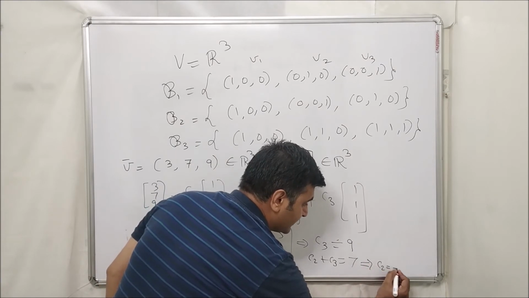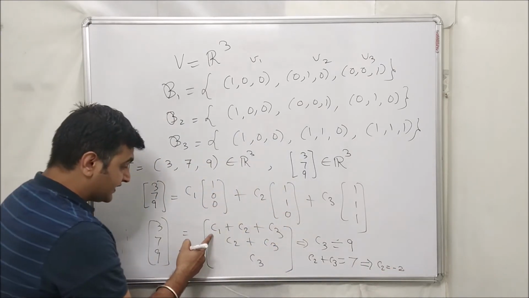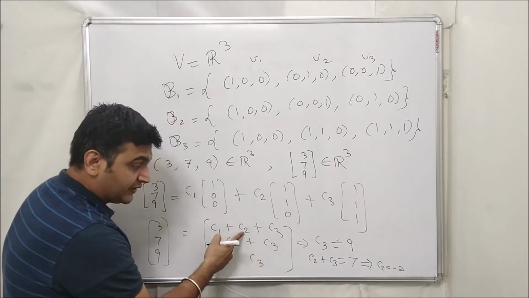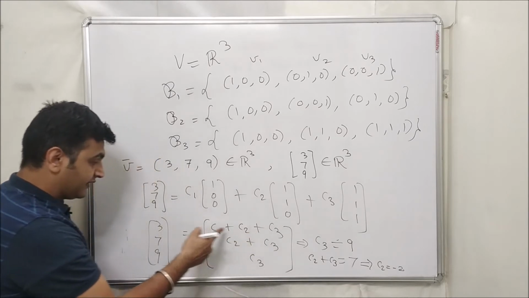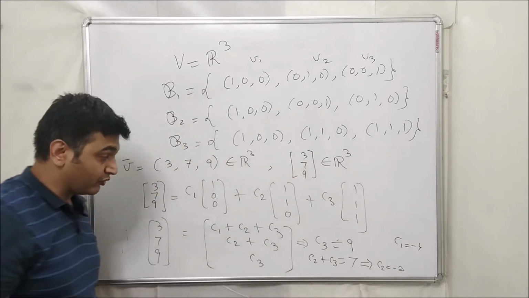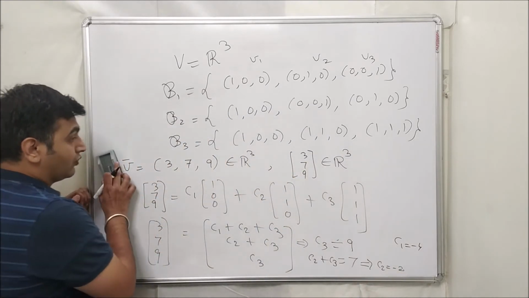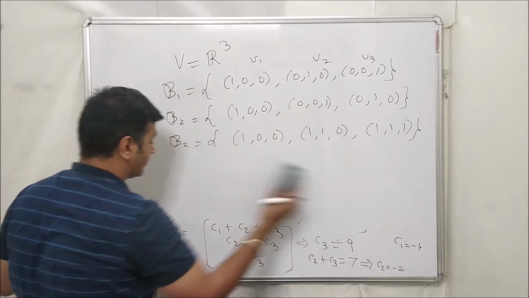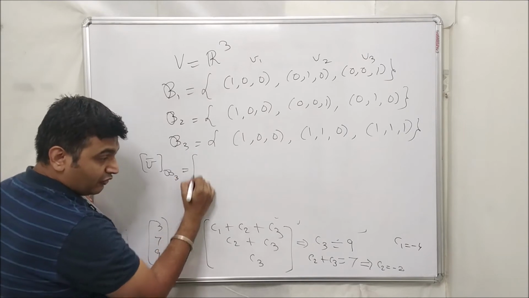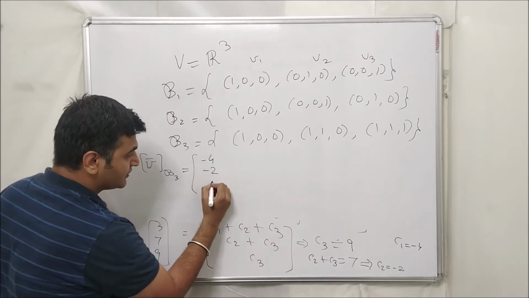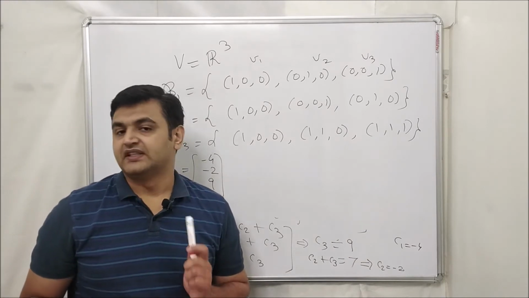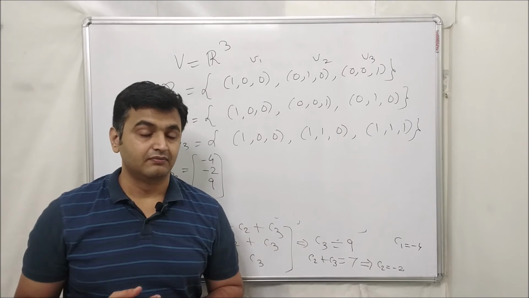But your C3 is 9. This implies your C2 is minus 2. And C1 plus C2 plus C3 equals 3. Your C3 is 9 and your C2 is minus 2, so this becomes 7, and therefore your C1 has to be minus 4, because 7 minus 4 is 3. So the coordinate vector for the vector v with respect to basis B3 is, what is my C1? Minus 4, minus 2, 9. Okay, so the coordinate vector changes as you change the ordered basis.